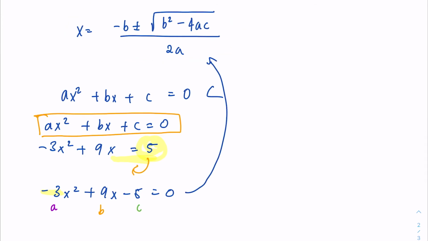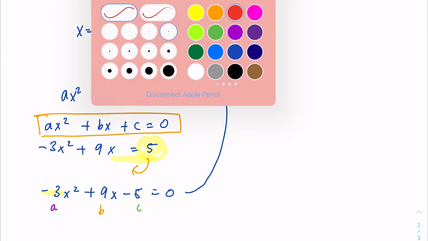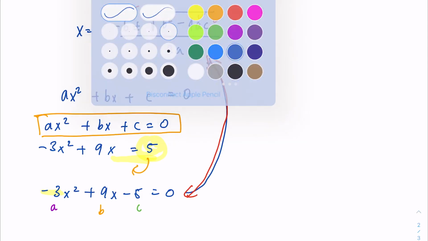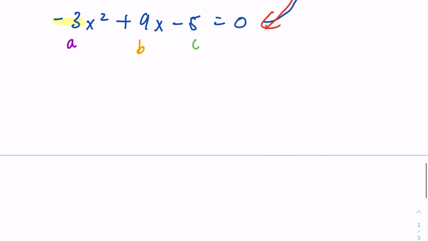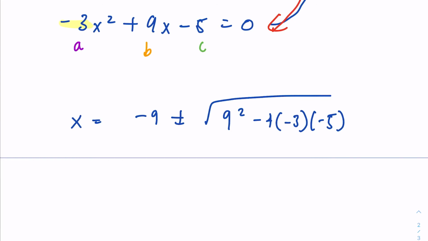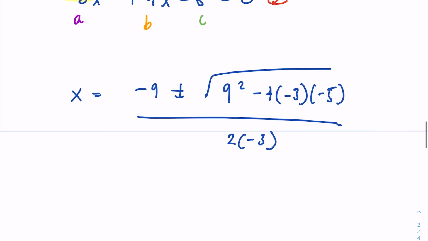As you can see now, you got your a, you got your b, and you got your c values. You just have to put the a, b, c values into this formula in order to solve. And in this case, I'll do it for you, which is x equals to minus 9 plus minus the square root of 9 squared minus 4 times minus 3 times minus 5, over 2 times minus 3. Simplifying it, you'll get negative 9 plus minus 21 over minus 6.